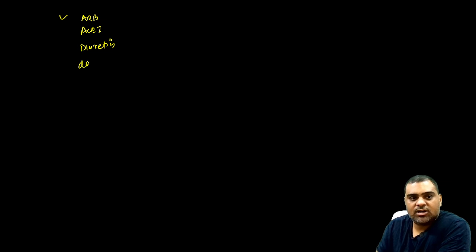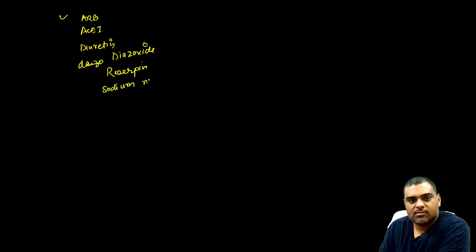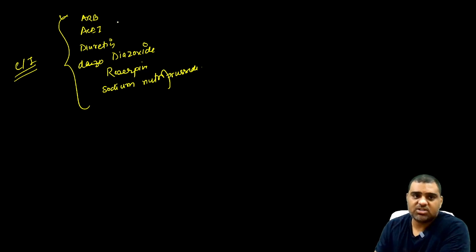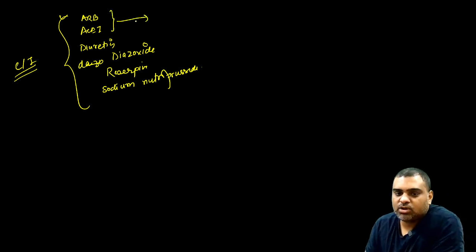So please remember ARBs, ACE inhibitors, diuretics, diazoxide. Earlier there was the drug reserpine but it is not used. Reserpine, sodium nitroprusside. These are all contraindicated. Okay. ACE inhibitors and ARB. So if they are contraindicated, you don't need to know the doses.